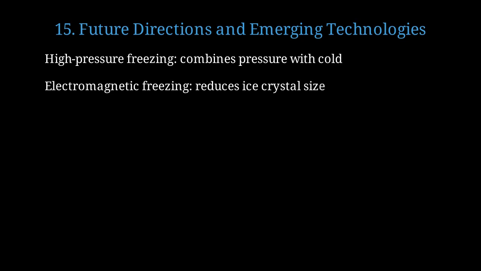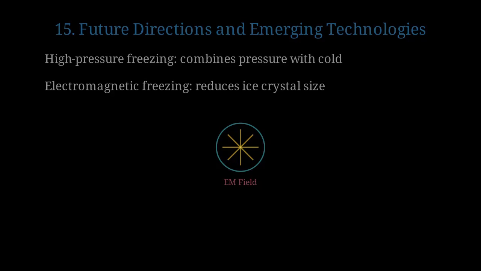Electromagnetic freezing uses oscillating magnetic or electric fields to control ice nucleation, potentially reducing crystal size further. Electromagnetic fields can be used to control the formation of ice crystals during freezing. This concludes our comprehensive exploration of sushi freezing science. From biological threats to advanced technologies, we've covered the fundamentals of safe and quality-driven sushi production.